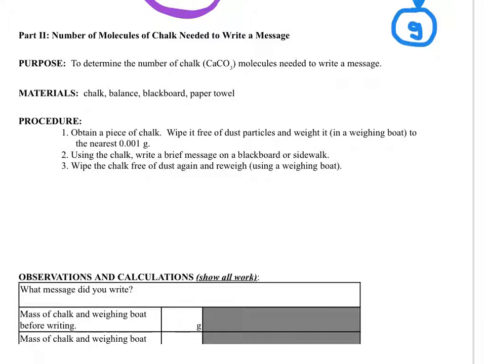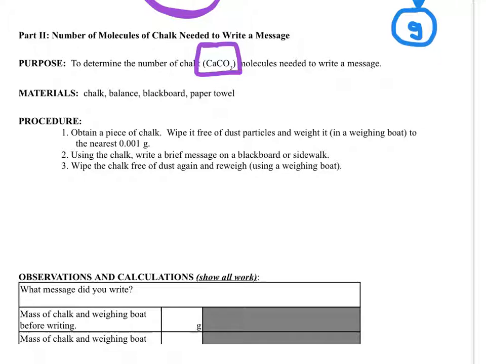Purpose: to determine the number of chalk molecules needed to write a message. Well, this guy right here, CaCO3, that is called calcium carbonate. Okay? It's chalk. You're going to be using chalk, and you should have picked up a piece of construction paper, the colored construction paper, when you walked in the classroom.